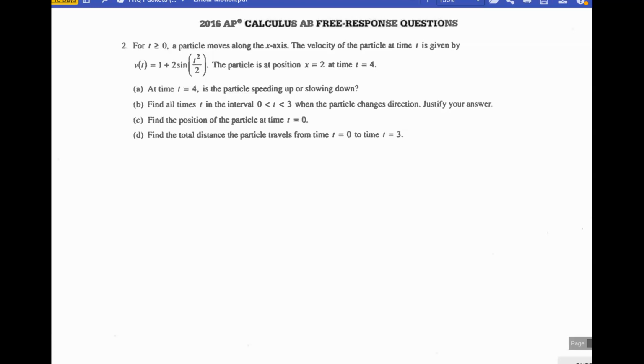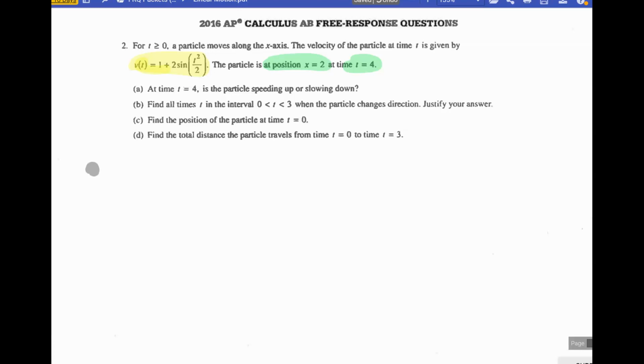All right, so for this first one, it's a calculator active question, and it gives you the velocity of the particle. Here's the velocity function. It also gives you another important piece of information, so don't overlook it. It tells you the position at t equals 4 is equal to 2. Make sure you understand that the yellow is the velocity function, and the point they're giving you is a position point. So part A, at t equals 4, is the particle speeding up or slowing down?